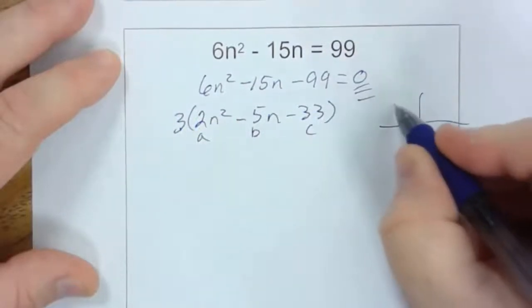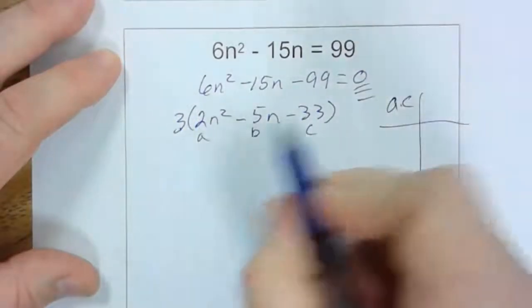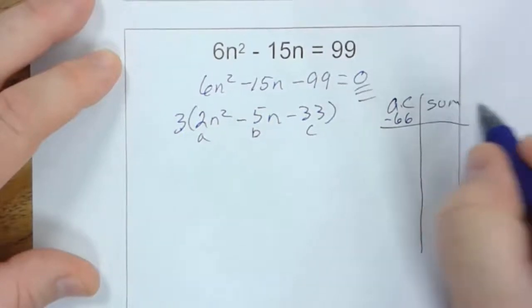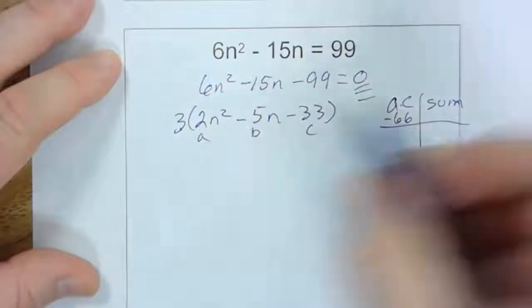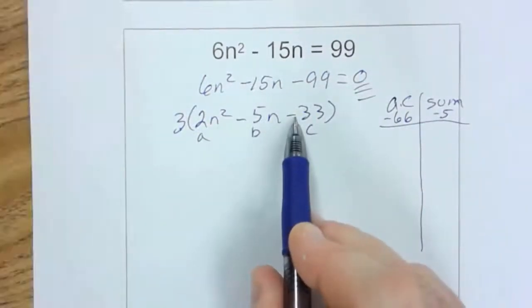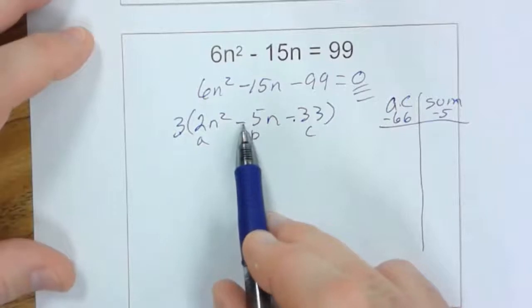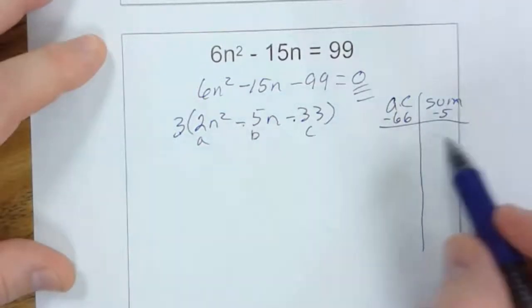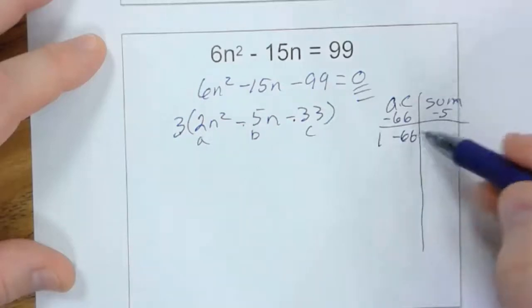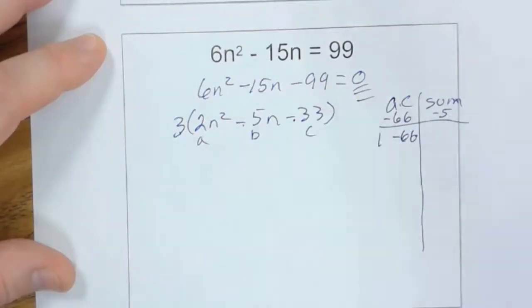And then over in the table, I have a times c. Well, 2 times negative 33 is negative 66. And they have to have a sum of the middle term, which is b, negative 5. So again, this is a negative, meaning the two signs are different. This one is a negative, meaning the bigger of the two is negative. So my bigger factor is negative again, so it would be like 1 and negative 66. So my bigger factor has to be negative to have a sum of negative.